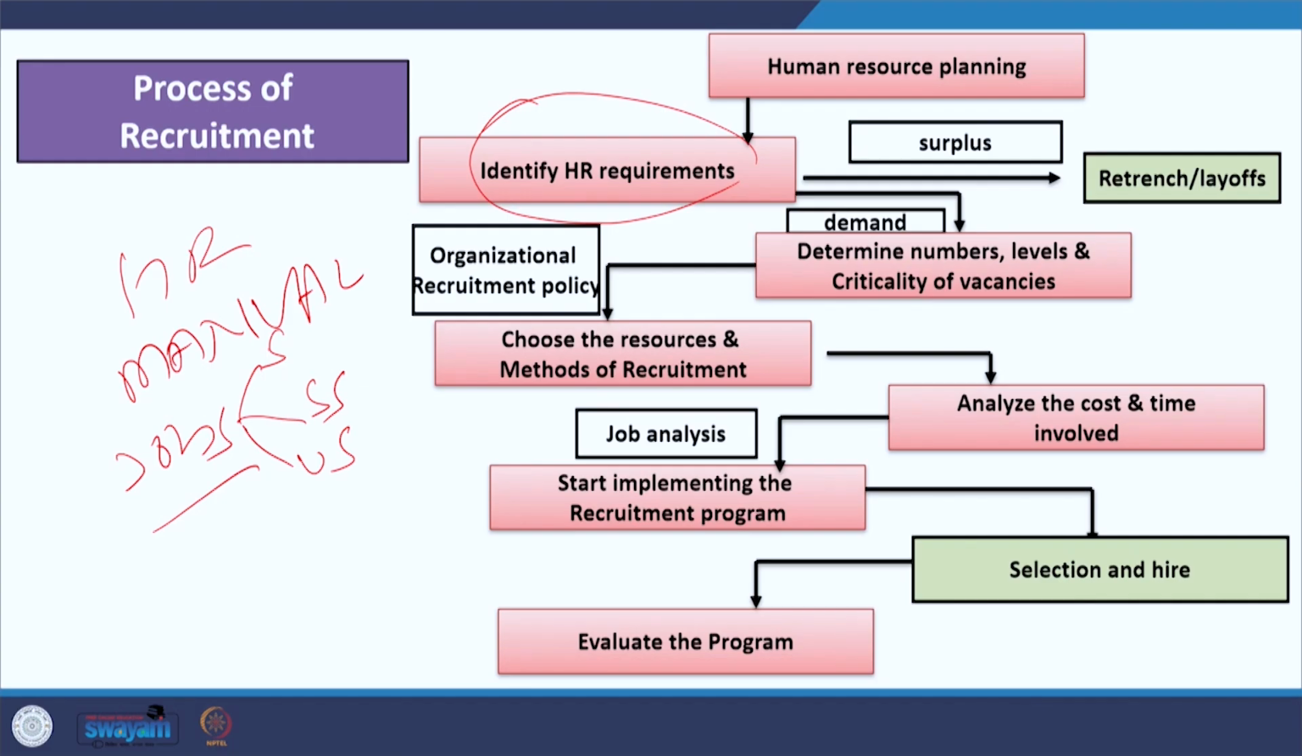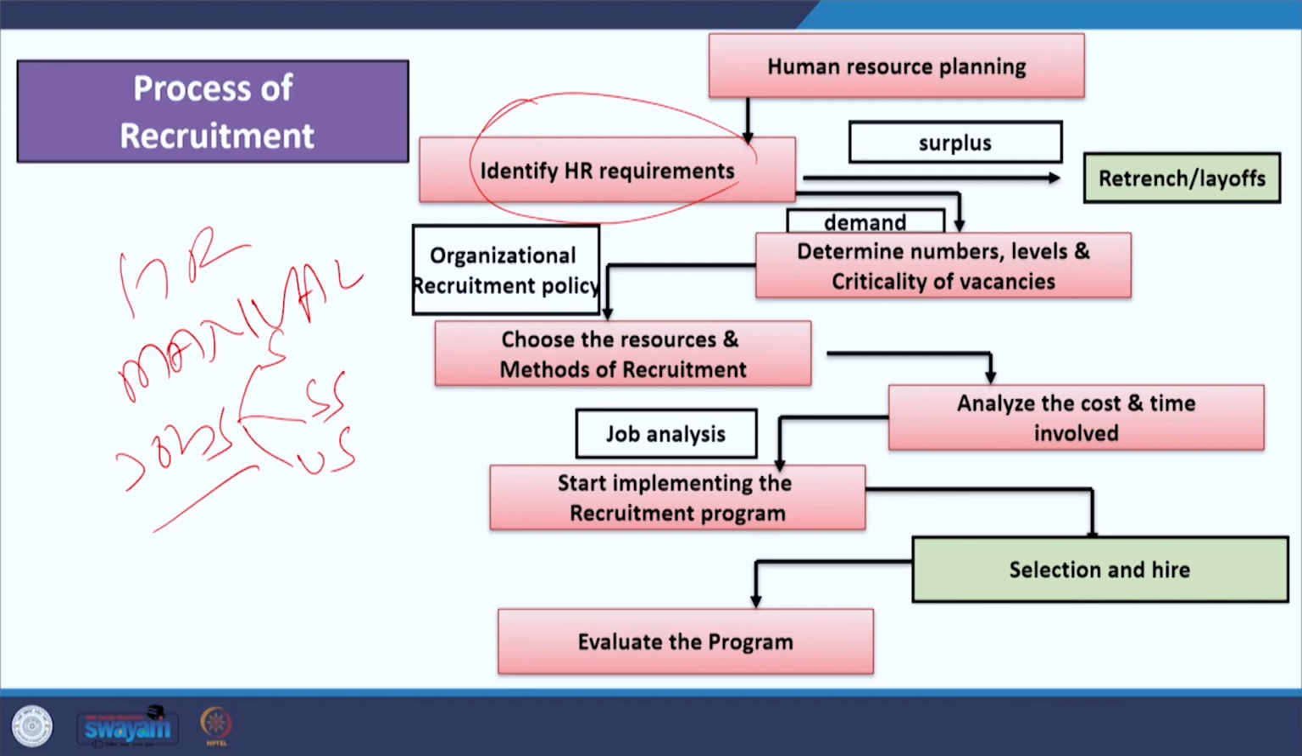So, when you talk about the future, there will be artificial intelligence, and manpower recruitment will be very less. Here, the organization's recruitment policy will decide the numbers, levels and criticality of the vacancies. For example, at the lower management level during the season there will be absenteeism, and therefore the numbers that you have to define will decide your recruitment process.